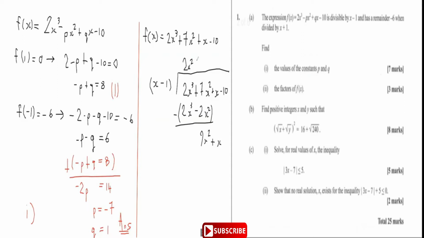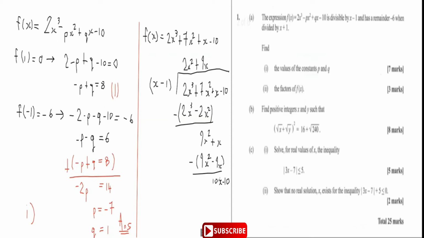X into 9x squared, that leaves 9x. Then 9x times x is 9x squared. Then we're going to go 9x times minus 1. That's minus 9x. Then we're going to do our subtraction again. Subtracting, we're going to get x minus minus 9 is positive 10x. So we have positive 10x minus 10.